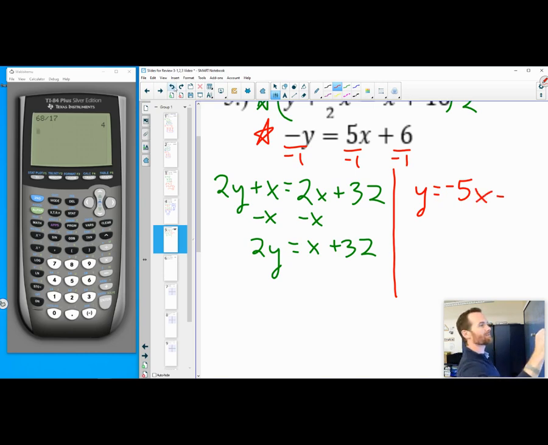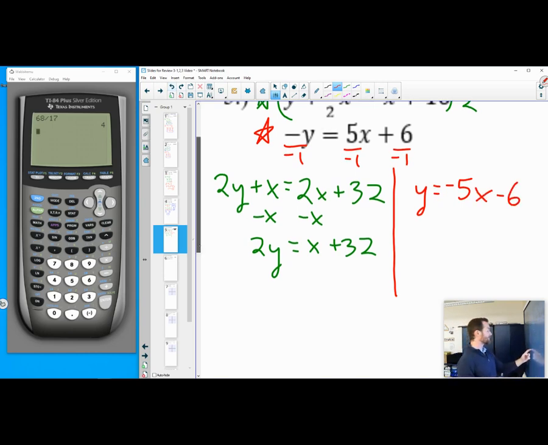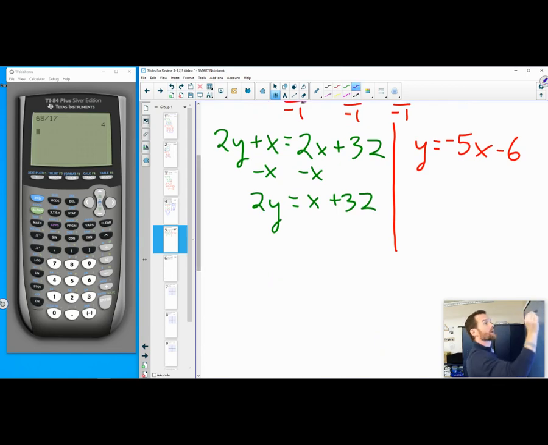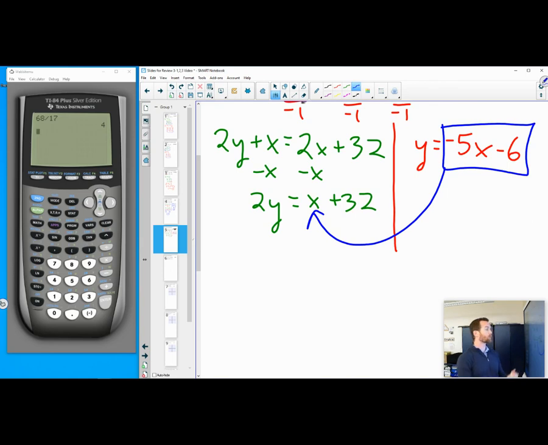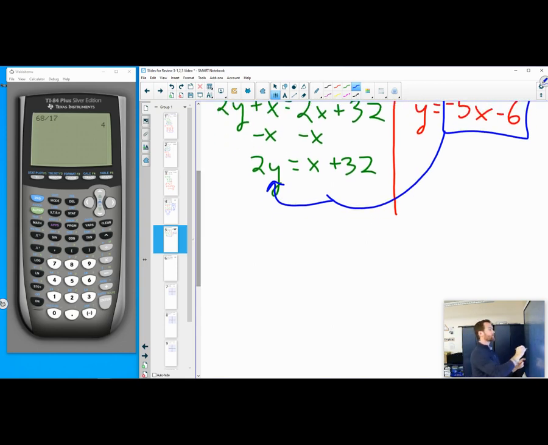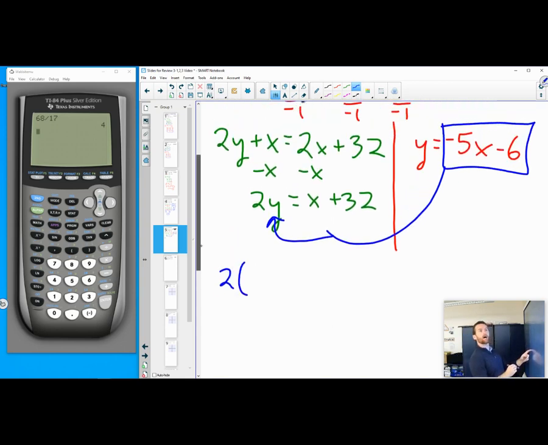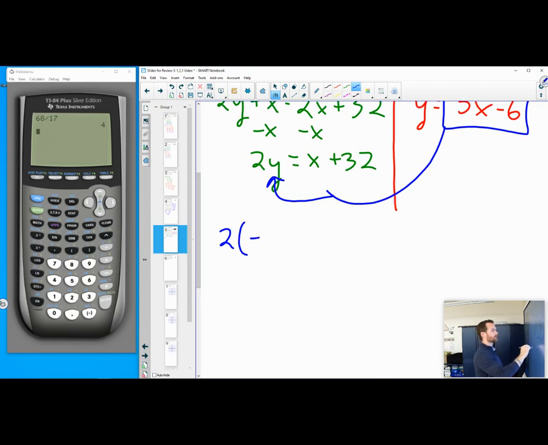Of course, it all disappears. It was -6, right? Yeah, very good. So I can take what y equals, this -5x minus 6, and substitute it in for, oh, not for x, that was a mistake, in for y in the other equation. And that's exactly what we do. So this becomes 2 times, and it's -5x minus 6, substituting that in for y, equals x plus 32.